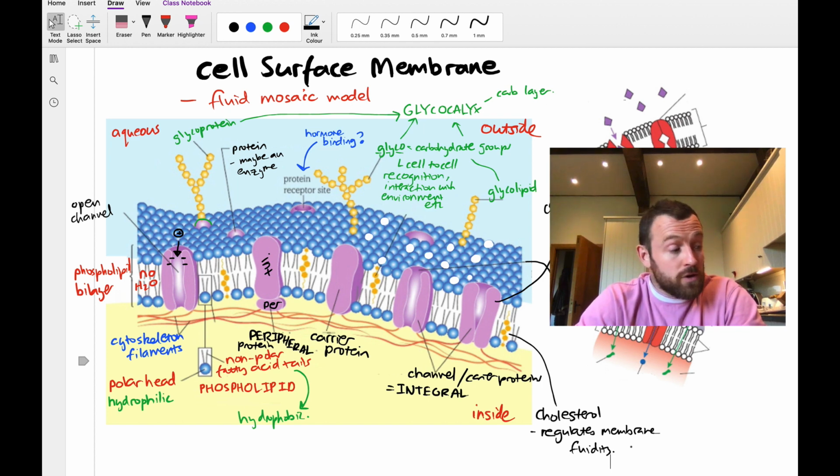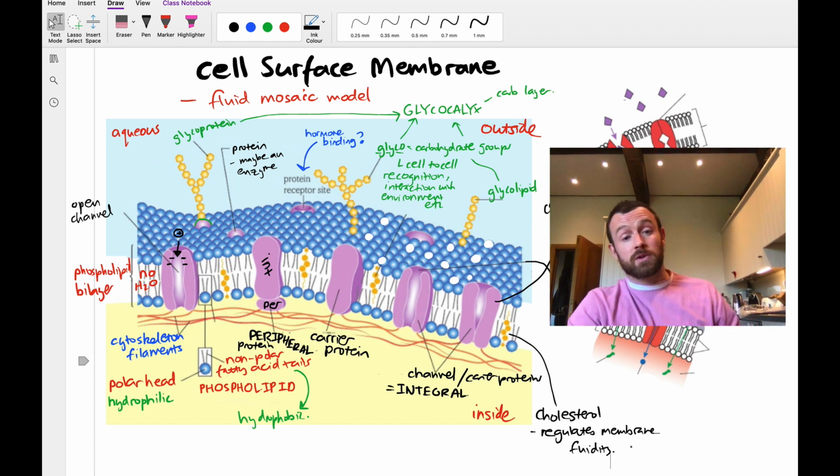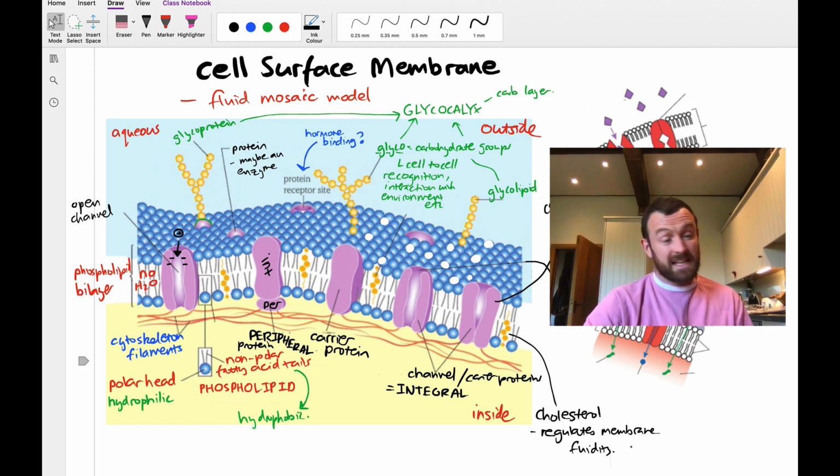So if you'd like to now, you can have a look at that in your textbook, page 128, 129, read through it. You can add some more detail if you feel like you need to. And the next thing we're going to do is move on and look at how things get across membranes.